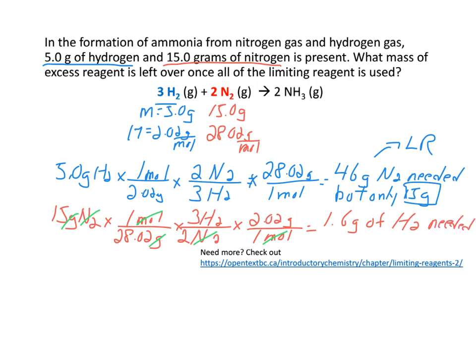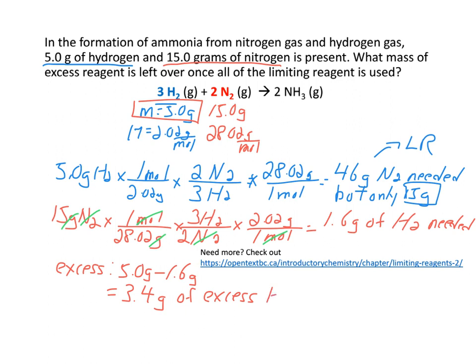But if we notice here, we have 5 grams of H2. So the amount of excess is what we started with, 5 grams, minus what we need, 1.6 grams, so that we have 3.4 grams of excess hydrogen at the end of the reaction.